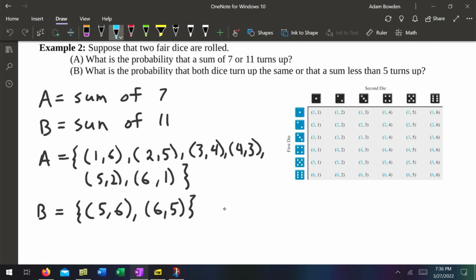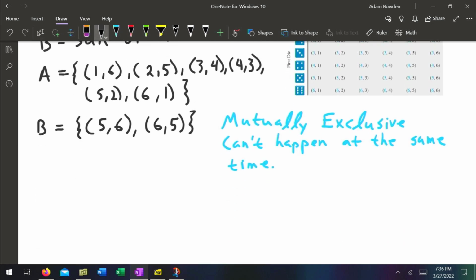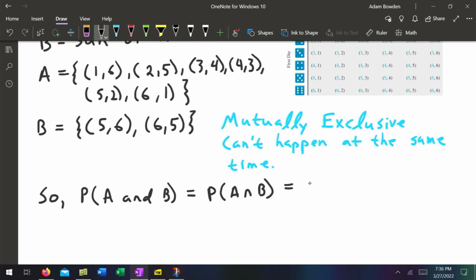Now, what we can say is that these two events are mutually exclusive. And we can tell because they can't happen at the same time. By looking at the outcomes, there are no outcomes that they share in common. So they can't happen at the same time, and they're mutually exclusive. So what we can say is that the probability of A and B, or in other words, the probability of A intersect B, is equal to 0, since they can't happen at the same time. There are 0 outcomes where they both occur.